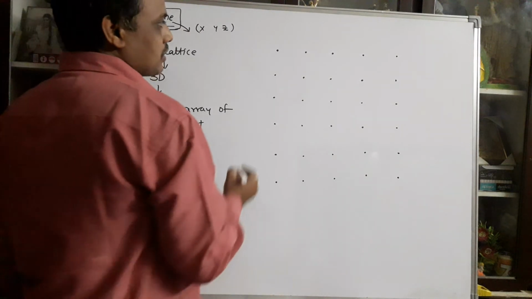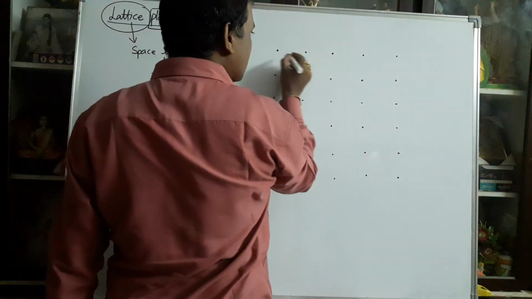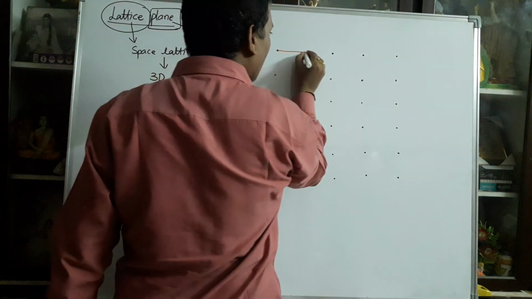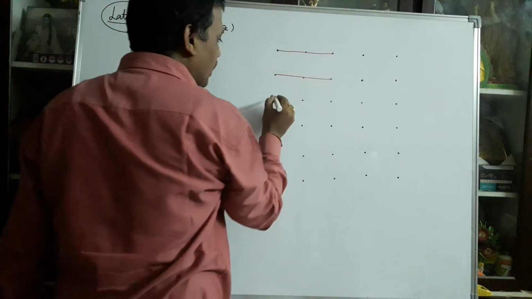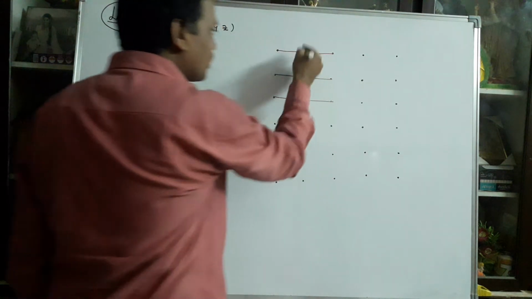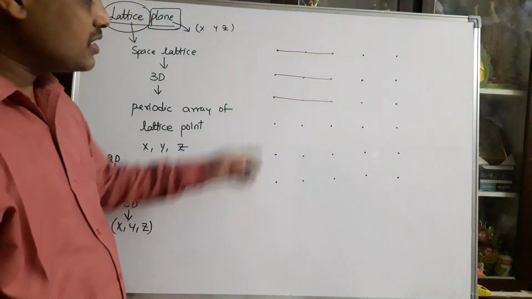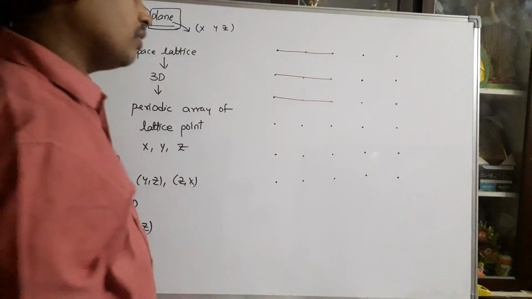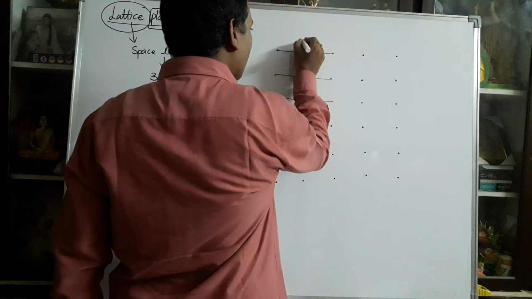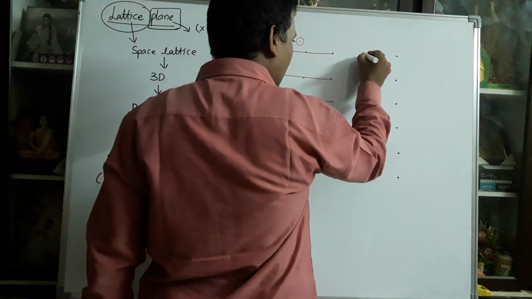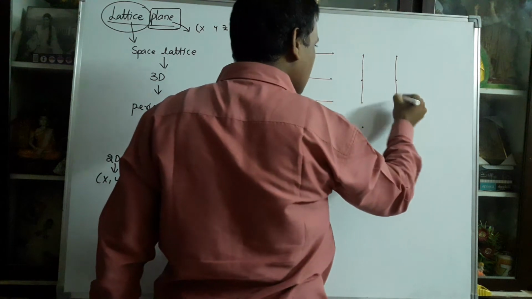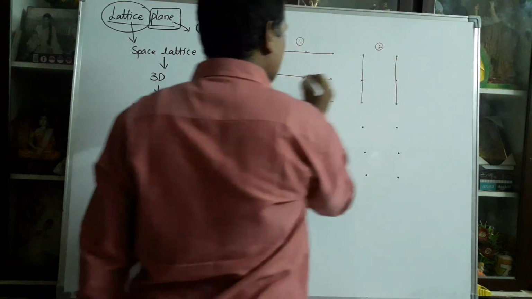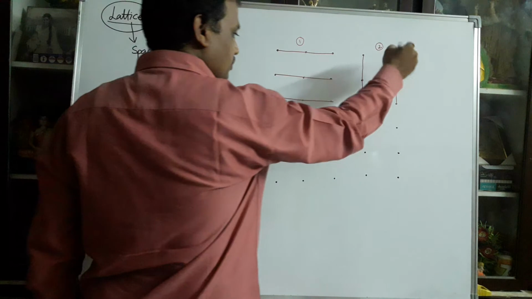A plane passing through the lattice points, like this. These are the lattice planes. So these are the horizontal lattice planes. This is the first one. The second one is vertical lattice planes. I am showing like this. These two are also lattice planes. This is the horizontal lattice planes, and this is the vertical lattice planes.